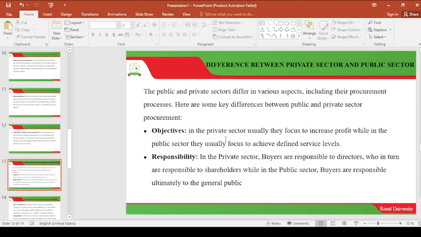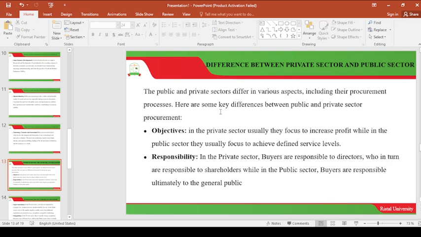Let's look at the differences between the private sector and the public sector. The public and private sectors differ in various aspects, including their procurement processes. The procurement process in the private sector differs from the procurement process in the public sector. We shall look at this in the following topics, but for now, let's first see the differences between the public and the private sector.